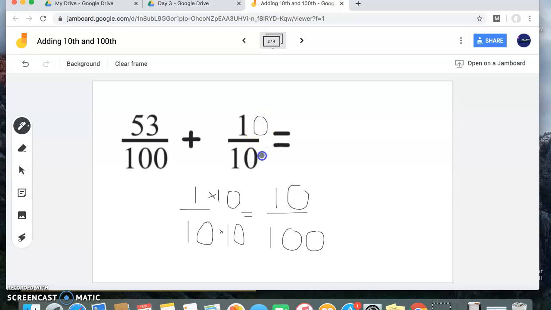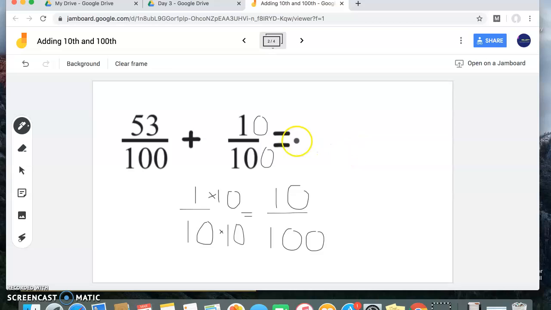I'm going to just rewrite that right up here. And now looking at these two fractions, I see that they both have a denominator of 100. Now I did not change 53 hundredths because I already had the denominator 100. Now if I chose to divide instead of multiplying, I did 100 divided by 10, I would get 10. But if I did 53 divided by 10, I would not get a whole number.